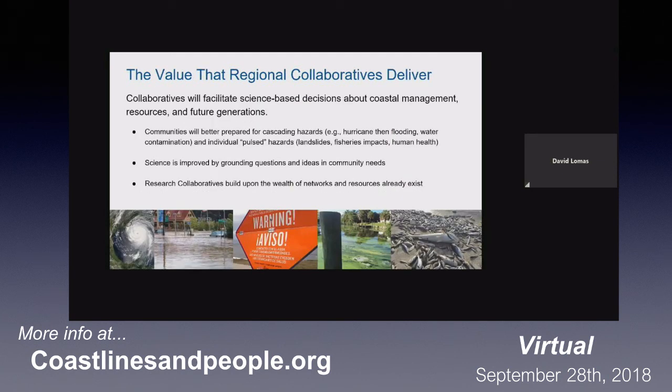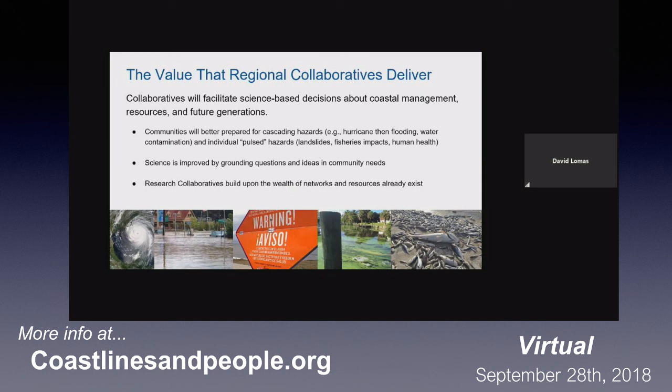The value of these regional collaboratives is that they will facilitate science-based decisions about coastal management, resources, and future generations. And as a result, communities will be better prepared for both cascading hazards and individual pulsed hazards. And science will be improved by grounding questions and ideas in community needs.